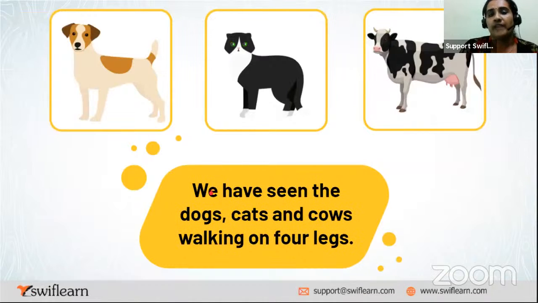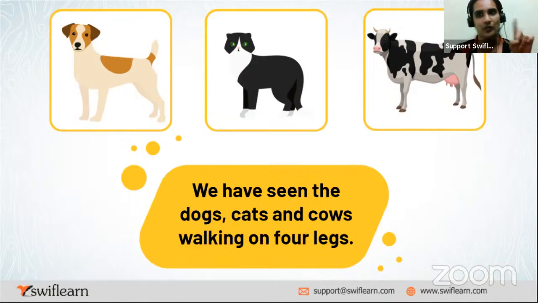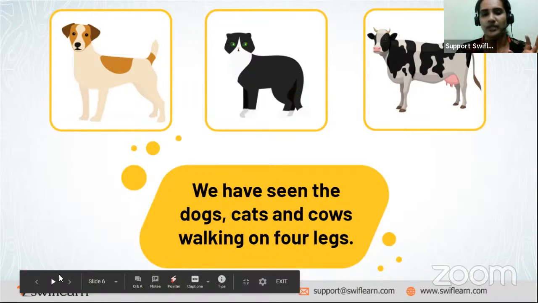Now, we have seen dogs, cats, and cows walking on how many legs? Yes, 4 legs. They walk differently, no? Catwalk, you know how the cat is walking, and it is named as catwalk also. So you can see different movements in those animals.